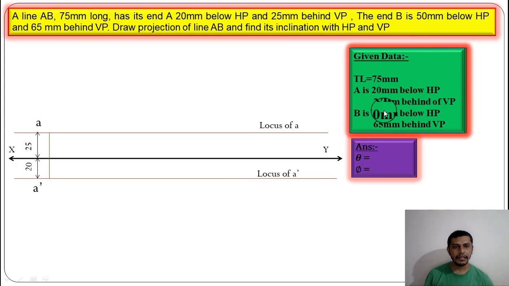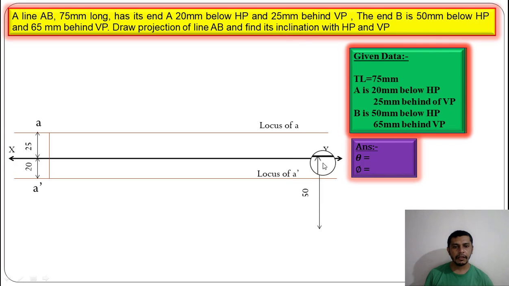Now here we don't have theta and phi. So now we have to change our method. Now draw the locus of B. Right now we cannot mark B dash and B directly because we don't have the length of the end projectors. So right now we will draw the locus only. B is 50 mm below HP, so the elevation of point B will be 50 mm below the XY reference line, and it is 65 mm behind VP. So the plan of point B will be 65 mm above the XY reference line.